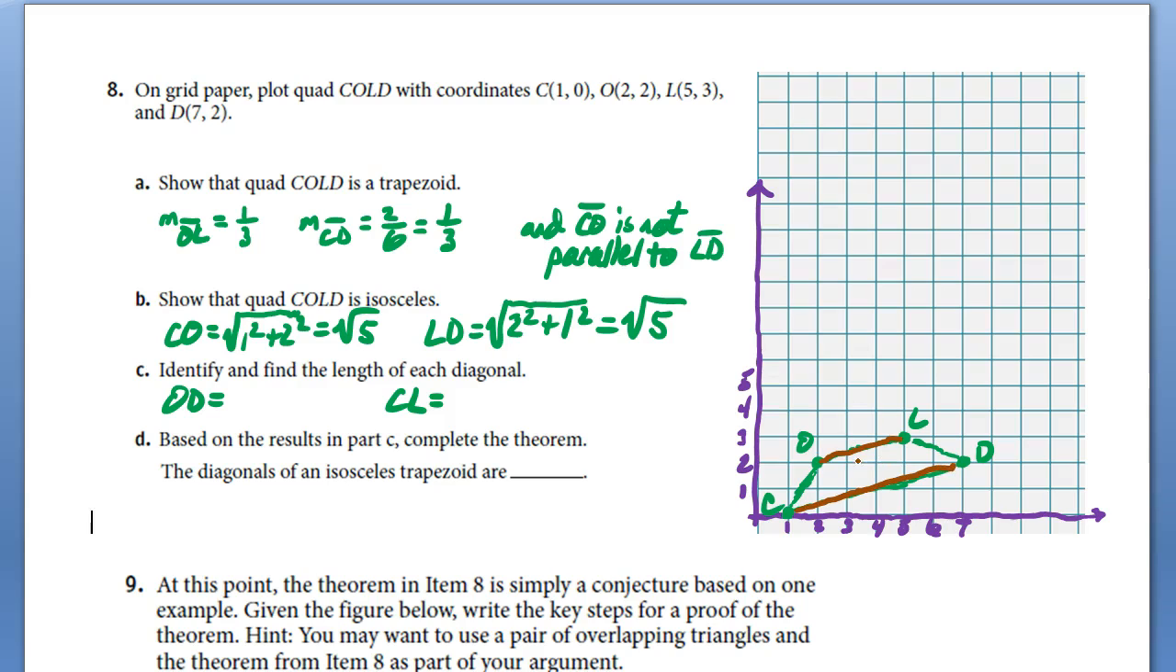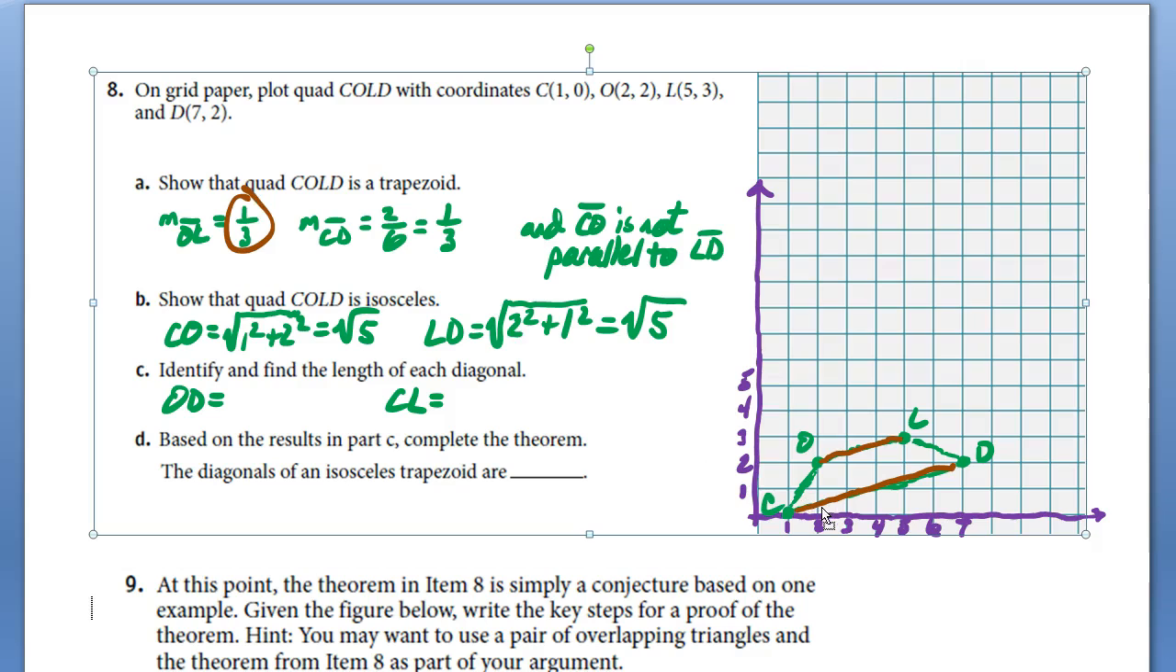And because it's on a grid, we can do that with slopes. The slope of OC is rise 1, run 3, 1/3. And the slope of CD is rise 2 and run 6. But that reduces to 1/3 as well. So because those have the same slope, they are a pair of parallel sides. That's why we know it's a trapezoid.